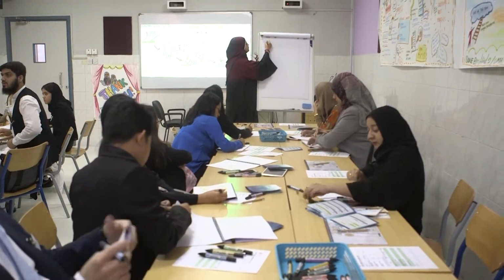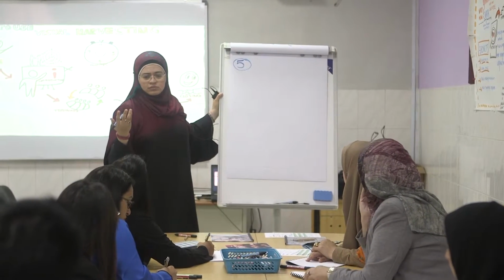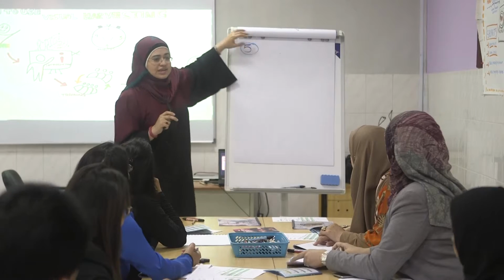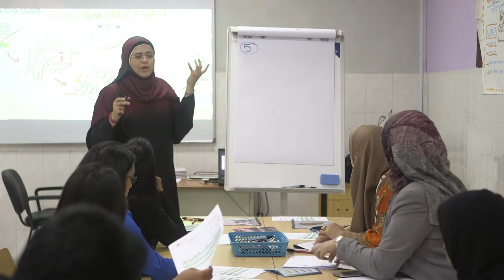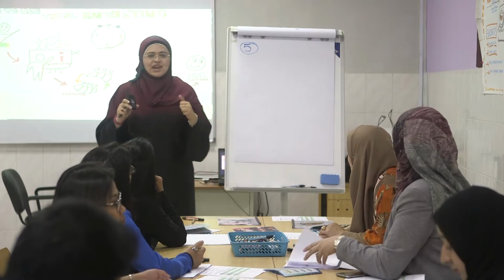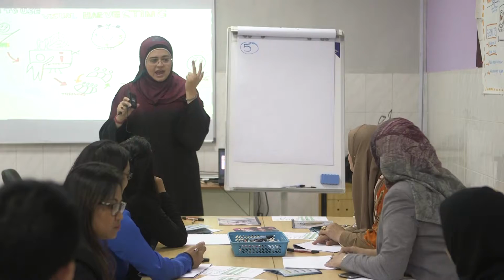Number 5. Wait a minute. What about 1, 2, 3, 4? Now I'm talking about the rules of drawing letters. So I said rule number 5. But what about rules number 1, 2, 3, 4? Yes, excellent. It should be simple, it should be closed, it should be bold.